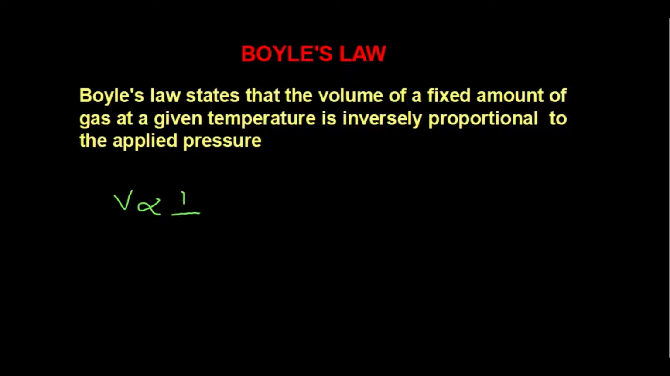Now we will write the mathematical form of Boyle's law, that is V is inversely proportional to 1 upon P, or we can write V is equal to K upon P, or it can also be written as PV is equal to K, where K is the proportionality constant. The value of K is the same for the same amount of a given gas. Now we will see the second statement of Boyle's law.